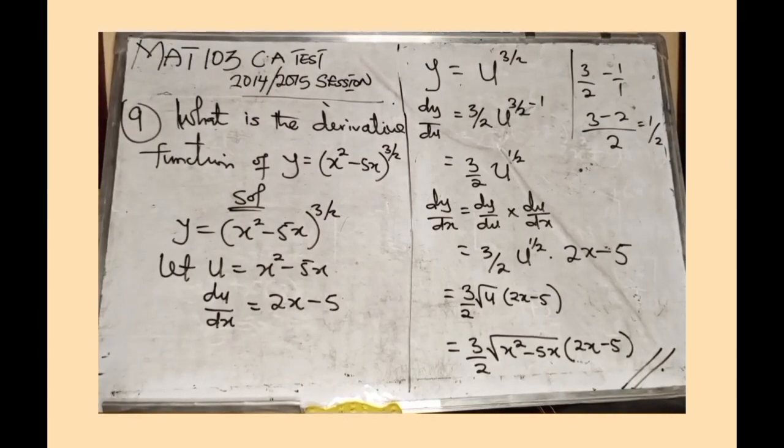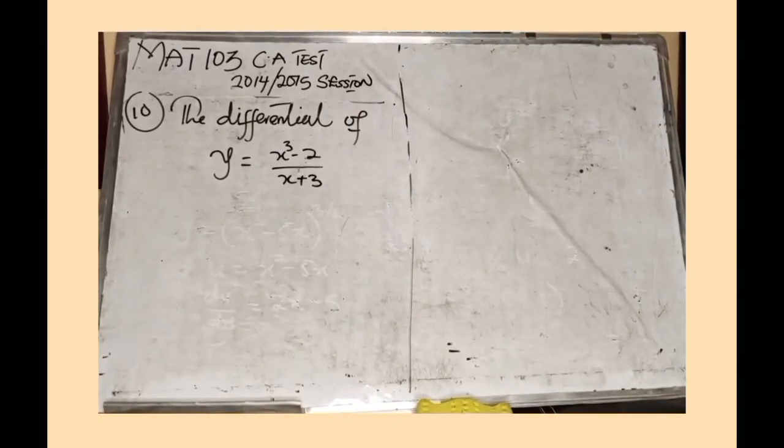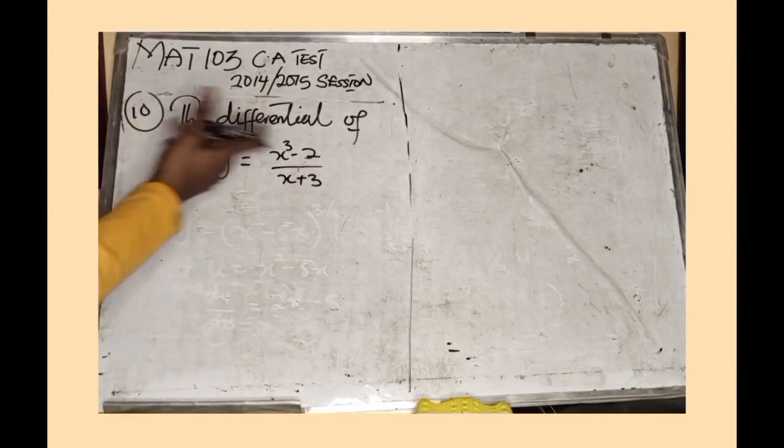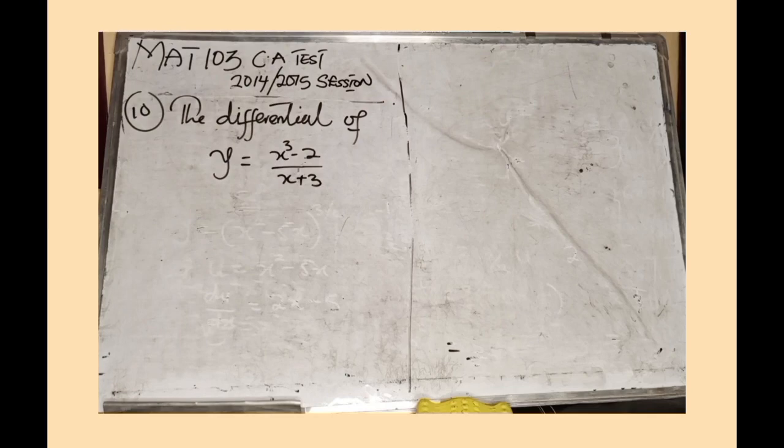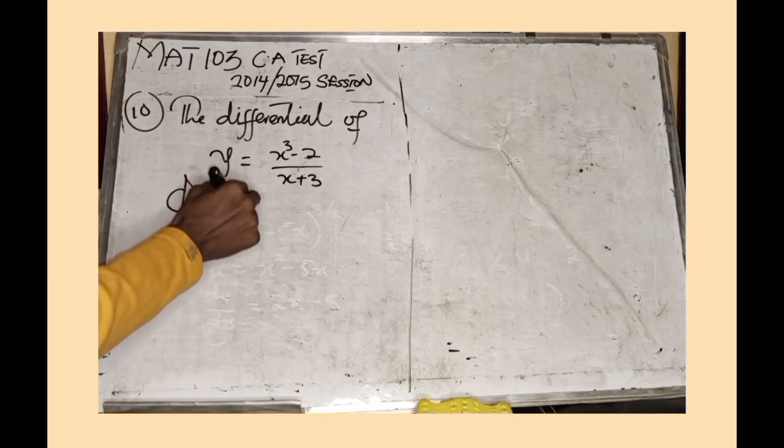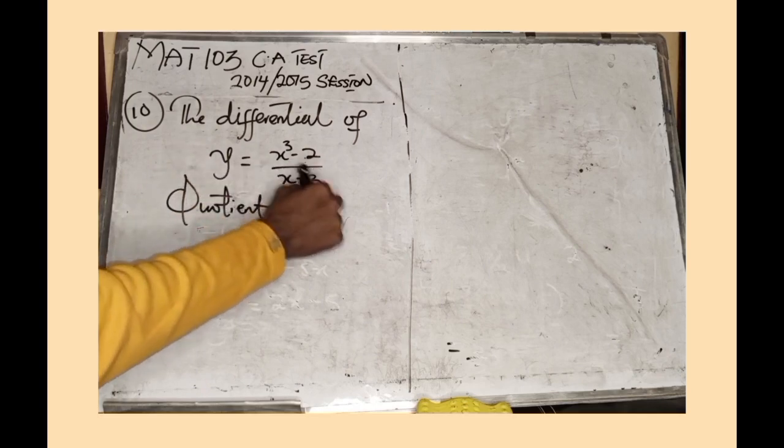Okay, all right, so the last one for this 2014-2015 section, that's question 10. Okay guys, let's solve the last question for this session. They say we should find the differential of this. Now this is a quotient rule. Quotient rule has to do with having a term at the numerator and denominator, so it will be rational. I'm going to apply the quotient rule method.